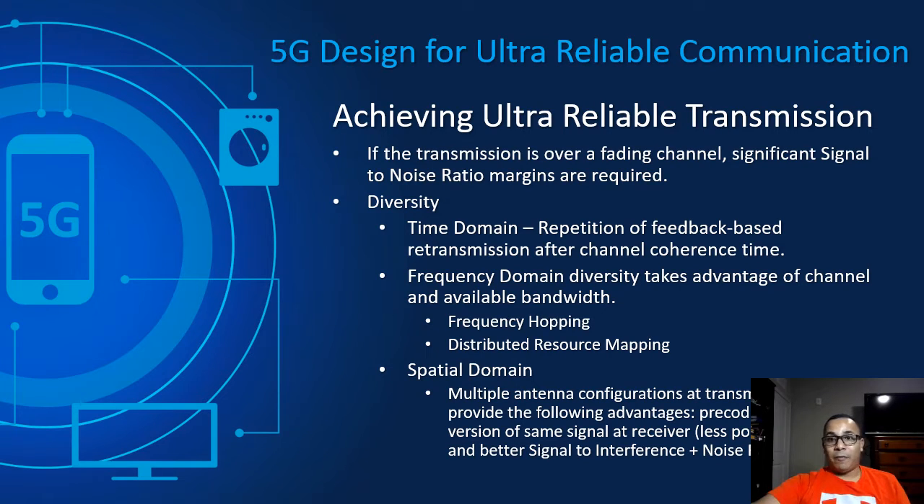If we have a fading channel, we can implement significant SNR margins, or signal to noise ratio margins. Also, we can use diversity in the time domain by repetition of feedback. On the frequency domain, we can use the channel properties to our advantage by utilizing frequency hopping or distributed resource mapping. On the spatial domain, we can use different configurations of antennas depending on our needs.